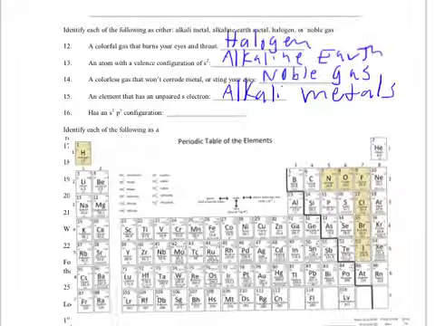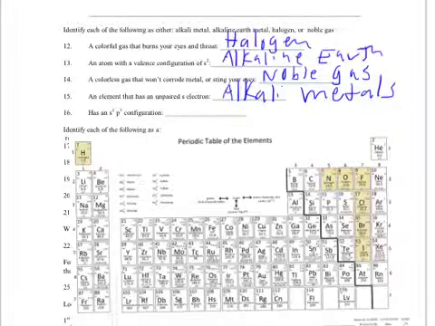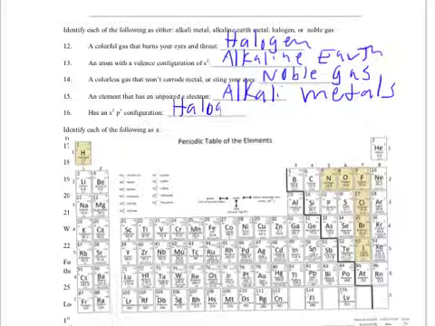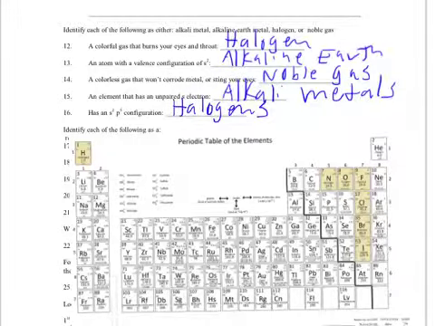And then has a S2P5. Well, that's 2 plus 5, that's 7. That's column 7. 7 valence electrons. And those ones there, fluorine through iodine, those are known as halogens. Okay. Now, let's see. I'm going to try moving this and see what happens.